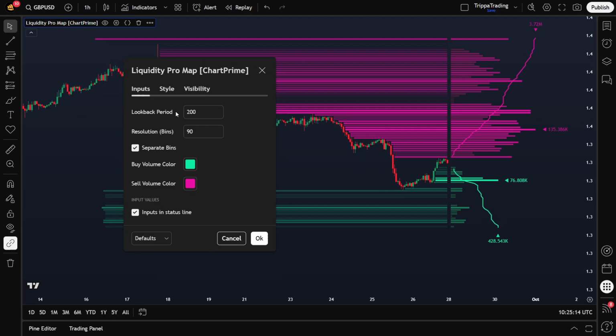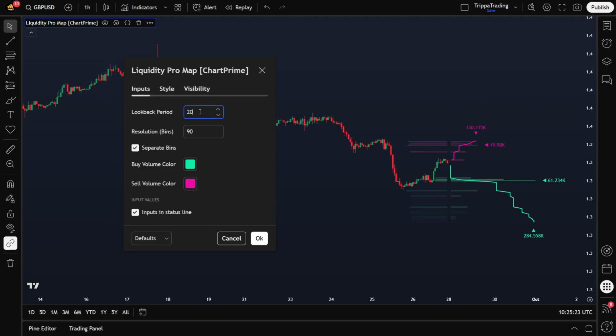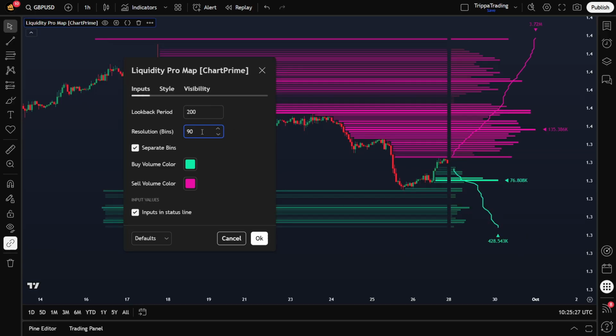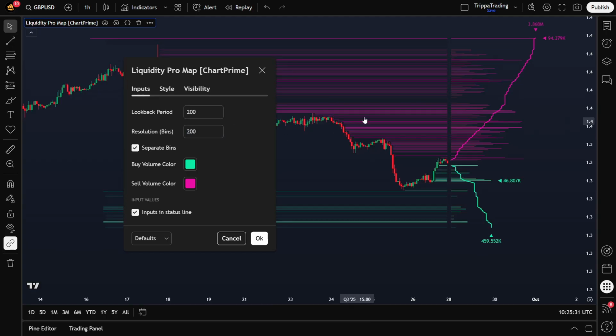The look-back option lets you control how far back the map is built. Shorter lookbacks are better for scalping and intraday moves, while longer lookbacks give you swing structure. The resolution option changes how many bins are created. Higher resolution means finer detail but also more shelves. Lower resolution makes it smoother.